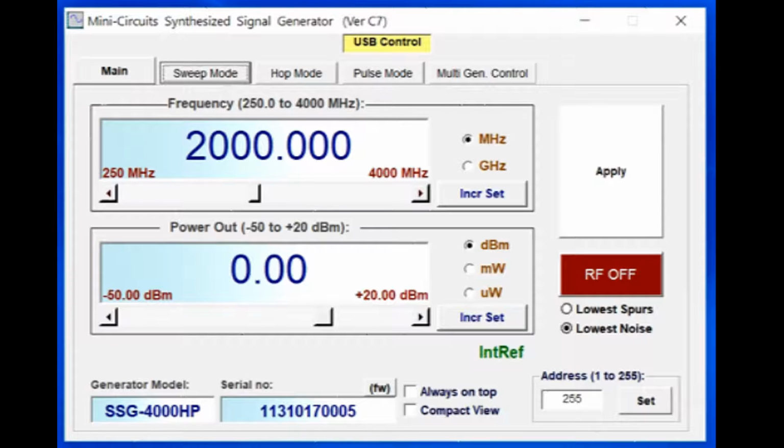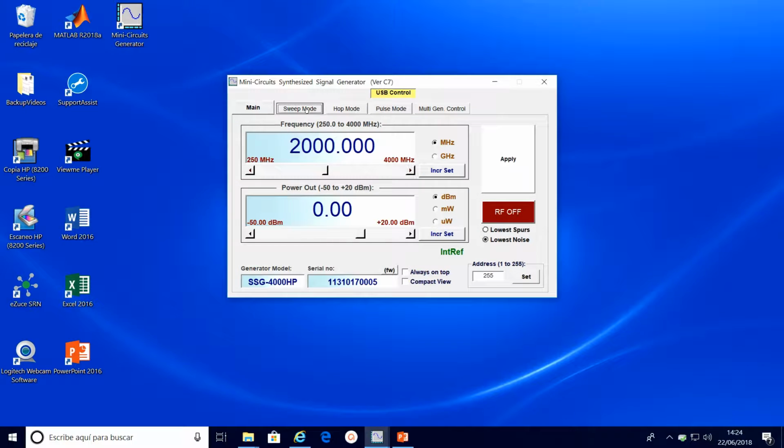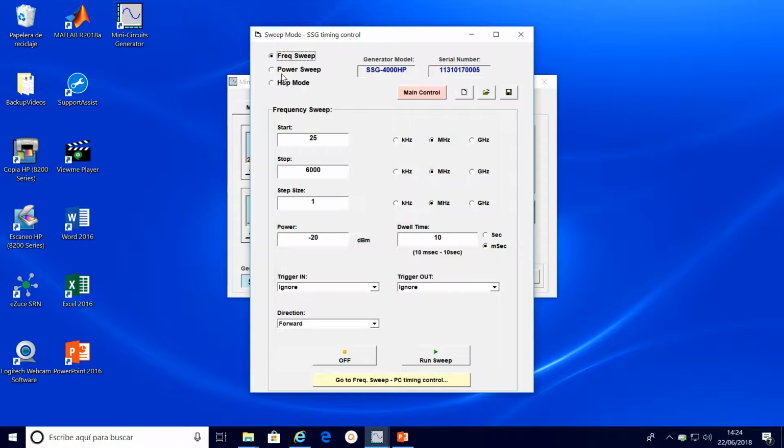I have connected the Schottky detector to the output of my Mini-Circuits generator, and I will use the sweep mode. So I go to sweep mode, select power sweep, and specify a start power of minus 30 dBm and a stop of 10 dBm, 2 dB of step, and I set the frequency to 1000 MHz, and finally I specify a dwell time of 1 second. This parameter is the time the generator will keep supplying each power level.